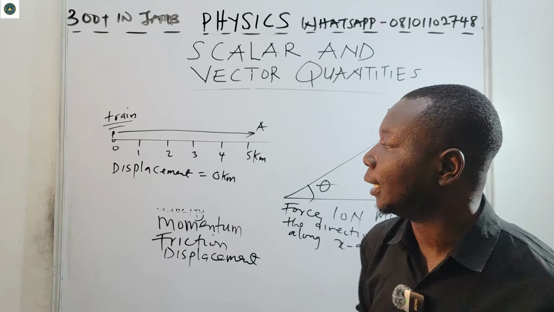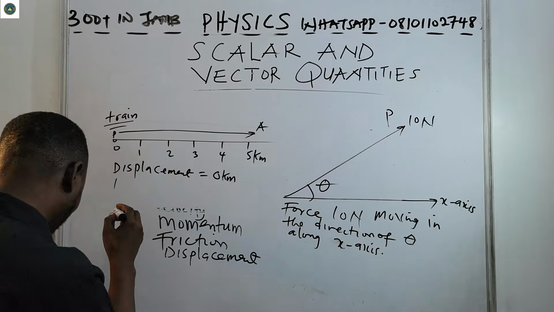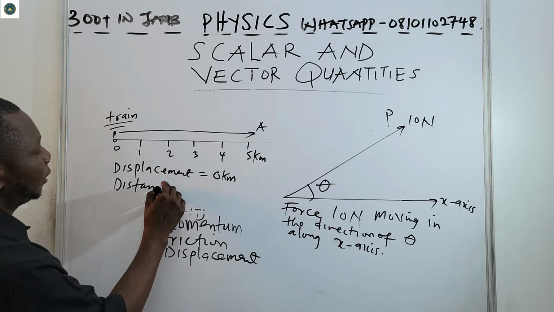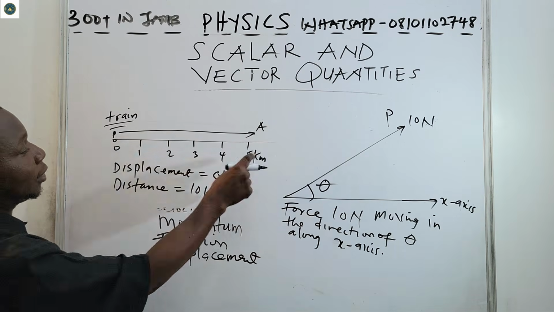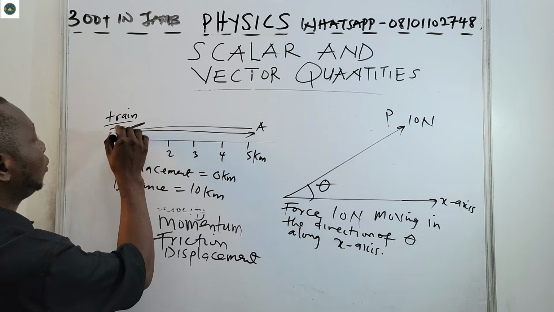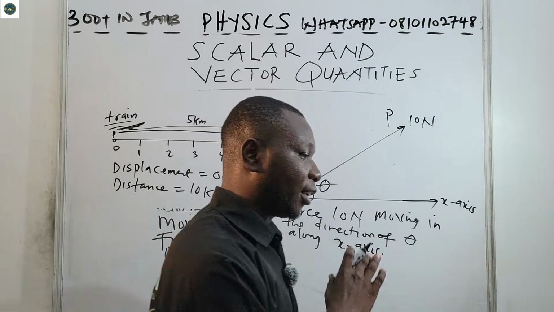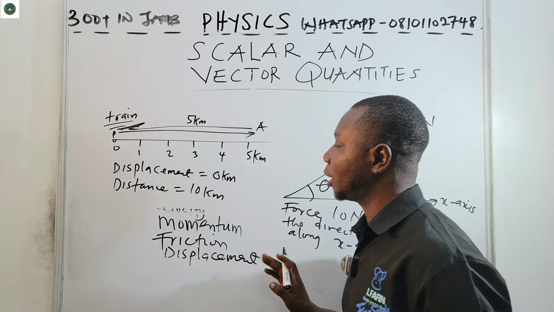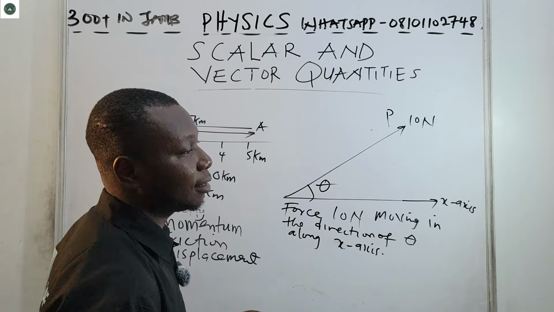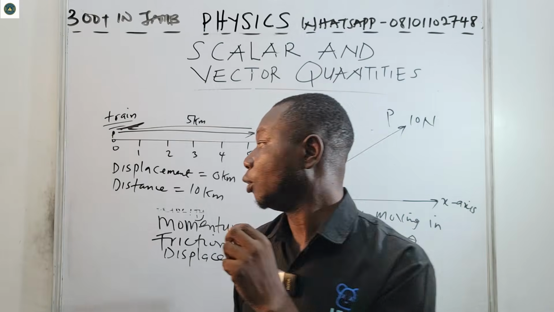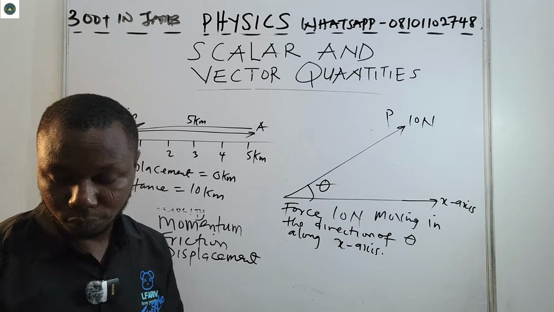Unlike distance. If you are to find the distance, I told you earlier that distance will give us what? 10 kilometers, because from here to here is 5. Now going backward, back to this point P again, we have 5 kilometers. So 5 kilometers plus 5 kilometers, we have 10 kilometers. But the displacement is 0 kilometers. So displacement has magnitude and direction, while distance only has magnitude but no direction.